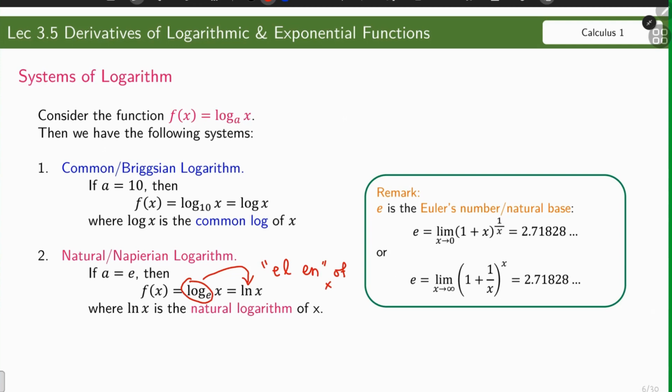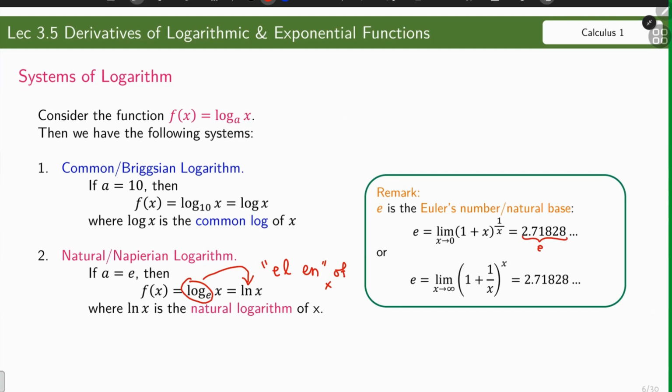Take note that e here is what we call the Euler's number, and it can be expressed using the limit. Here we have e is equal to the limit of the quantity 1 plus x raised to 1 over x as x approaches 0, and it is an irrational number. And aside from that, it is non-terminating, hindi natatapos. Ito yung mga first 6 digits ng ating e.